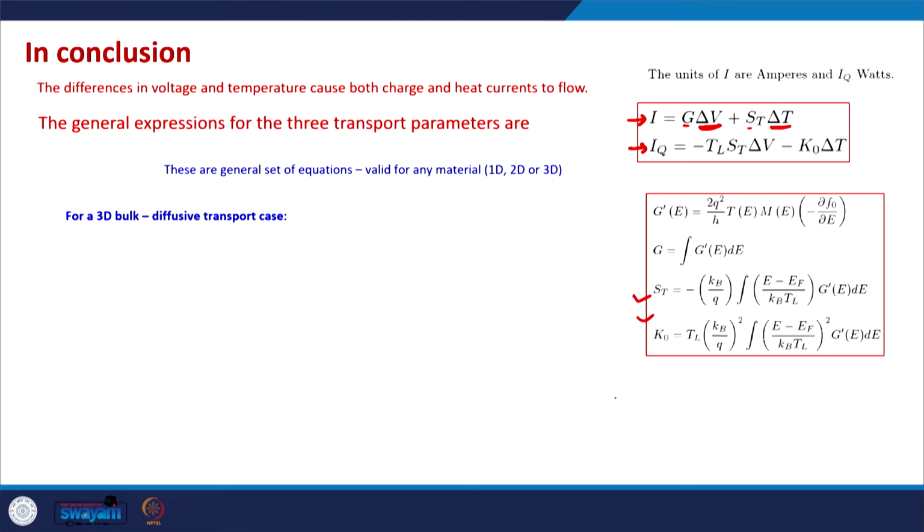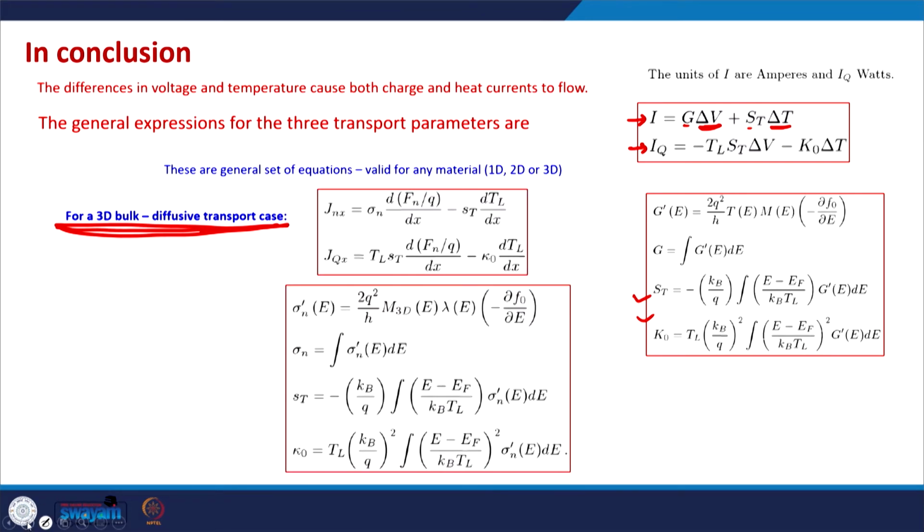This we have discussed already, we have just put them to keep everything at a single place. And this discussion can be extended to a 3D bulk case as well, which is essentially the diffusive transport case. In a 3D bulk case, these equations will get modified in this way.